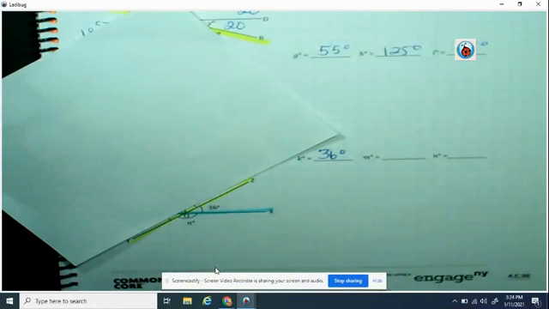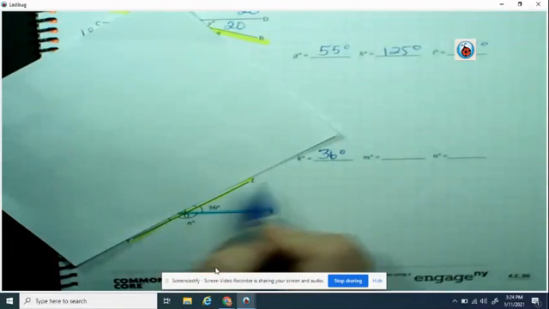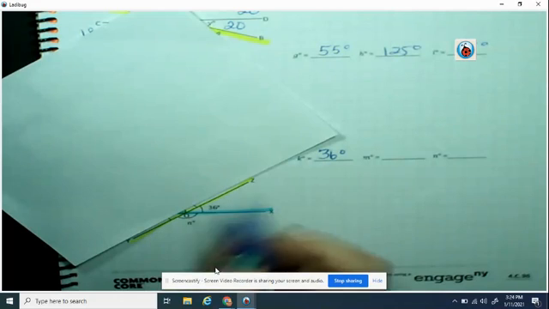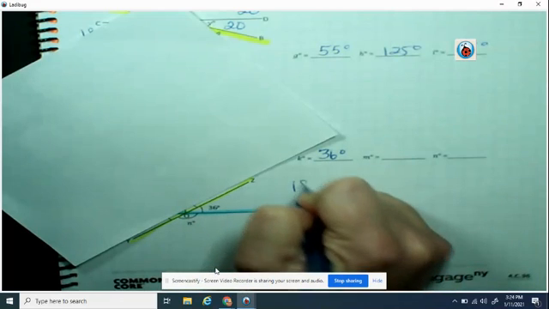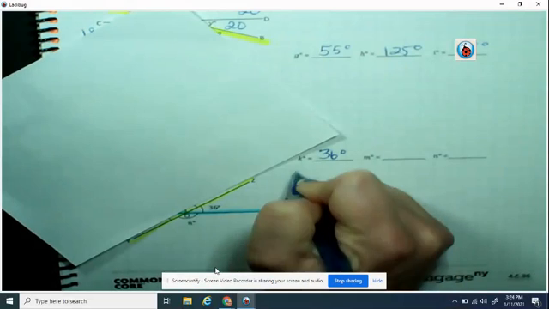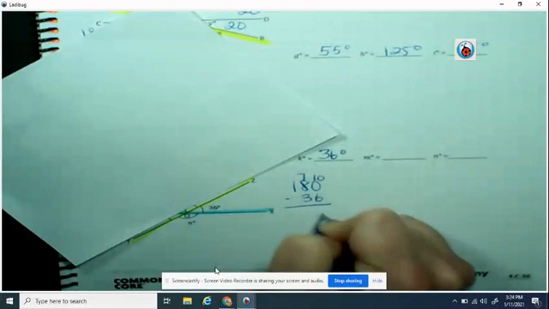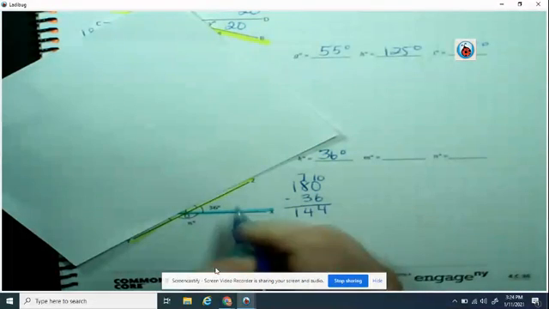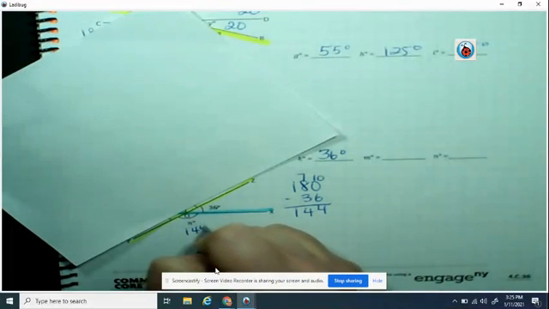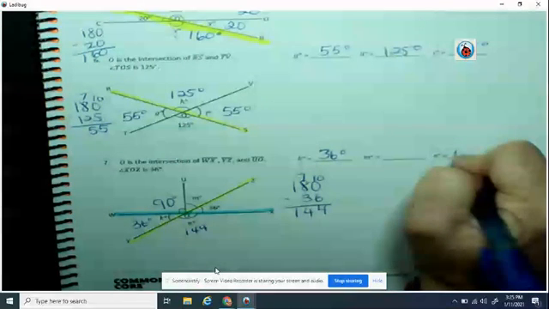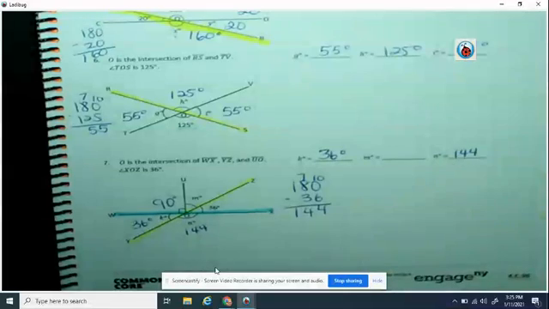Anyway, so this bottom half, there's my 180. Y to Z is 180. And I've used 36. So I have 180 minus 36. 10 minus 6 is 4. 7 minus 3 is 4. Bring down the 1. So this angle N is 144. Okay. So if that angle N is 144, we can do one of two things.